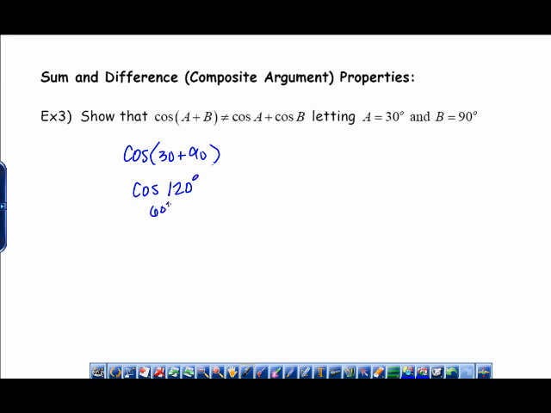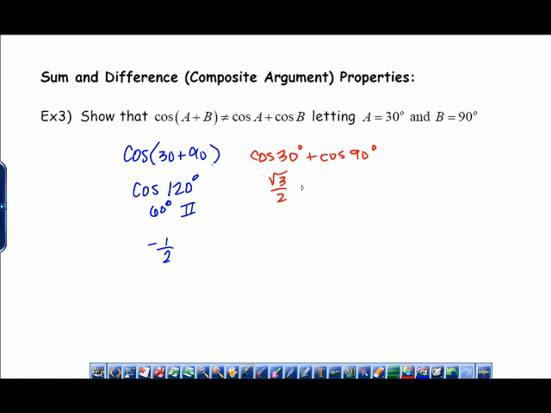This is in quadrant 2. So cosine of 60 is 1/2, like sine of 30, cofunctions. And then in quadrant 2, all students take calculus, we get a negative 1/2. On the other side, let's do the same thing. This time it's cosine of 30 degrees plus cosine of 90 degrees. Now cosine of 30 degrees is going to be square root of 3 over 2. It's in quadrant 1, so no big deal here.